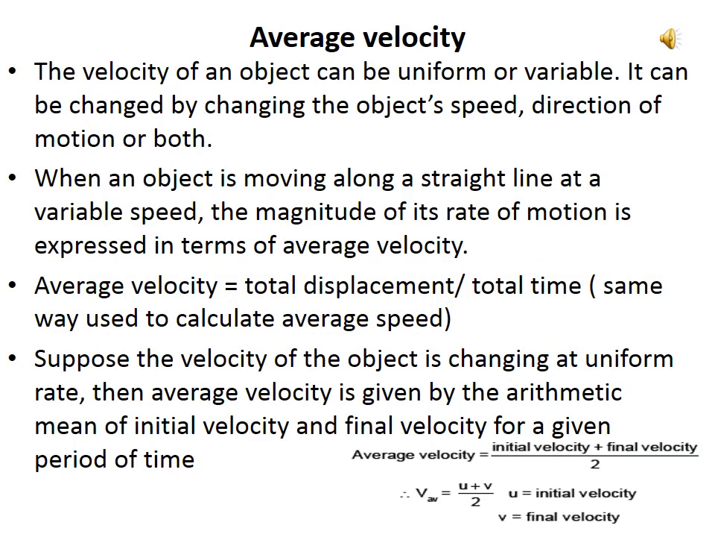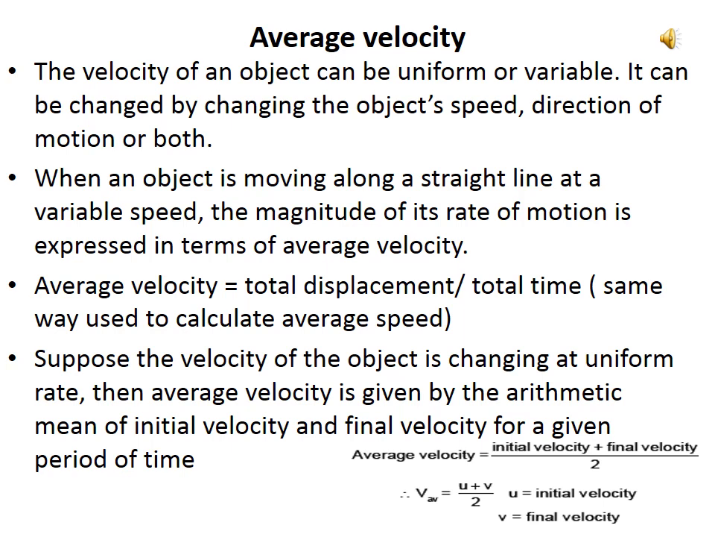The next physical quantity is average velocity. The velocity of an object can be uniform or variable. It can be changed by changing the object's speed, direction of motion, or both. When an object is moving along a straight line at a variable speed, the magnitude of its rate of motion is expressed in terms of average velocity.